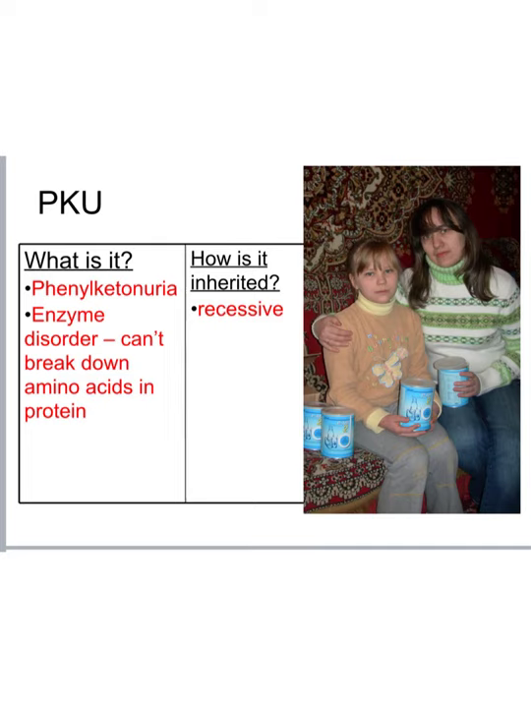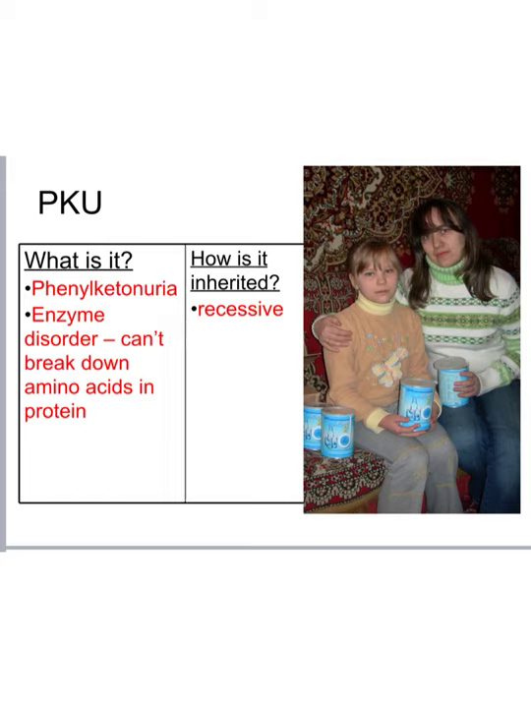Our fourth genetic disorder is PKU. Yes, you need to know what PKU stands for. It stands for phenyl, keto, and then urea is the U. It is an enzyme disorder. It affects enzymes.